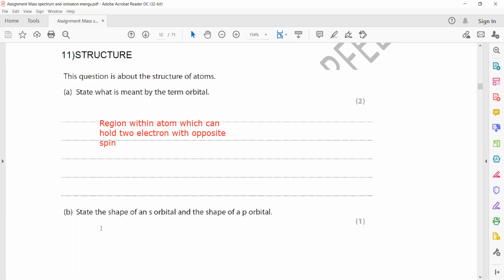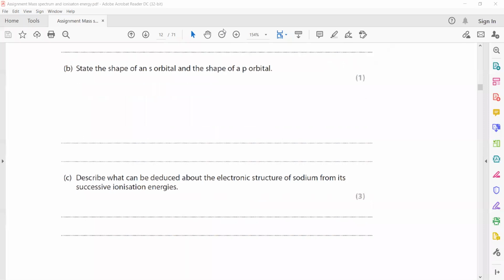State the shape of s orbital and p orbital. So s orbital is spherical and p is dumbbell. Since they are asking for an orbital, we don't have to draw px, py and pz, because each orbital can maximum hold two. When we say px is an orbital, py is an orbital, pz is an orbital, the maximum number of electrons in each orbital is 2.